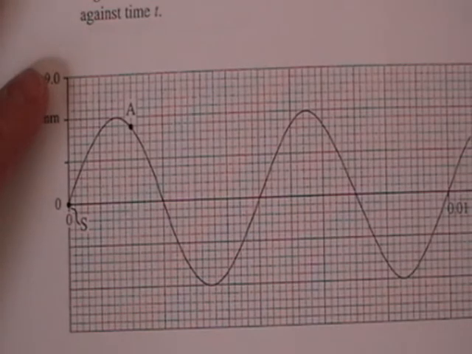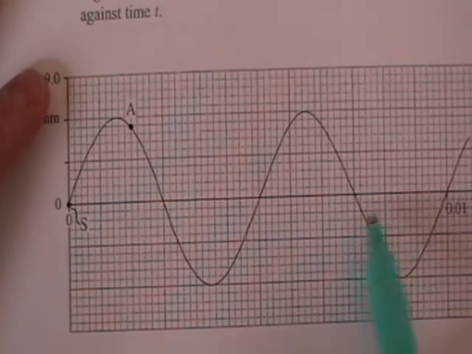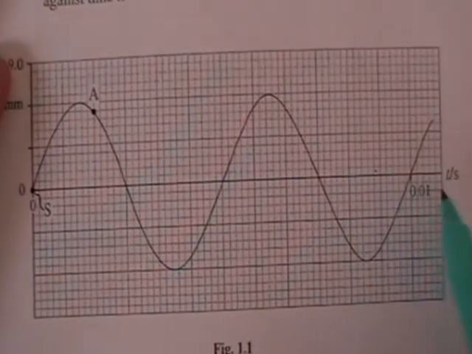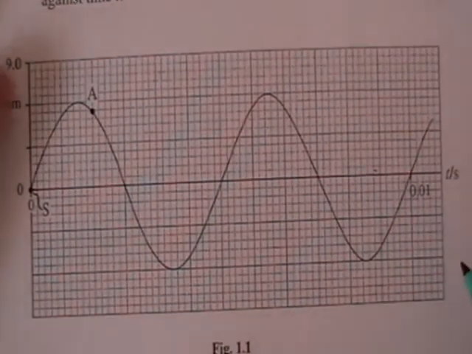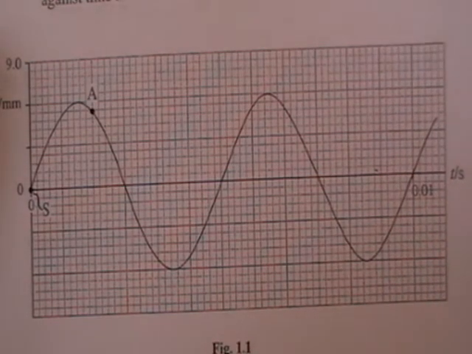It's a very odd scale, unfortunately, where there's 1, 2, 3, 4, 5, 6, 7, 8, 9, 10, 11, 12 squares, and that's worth 0.01 seconds. So they really were quite horrible there that they used a scale like that. But anyway, you just have to do your best with it.